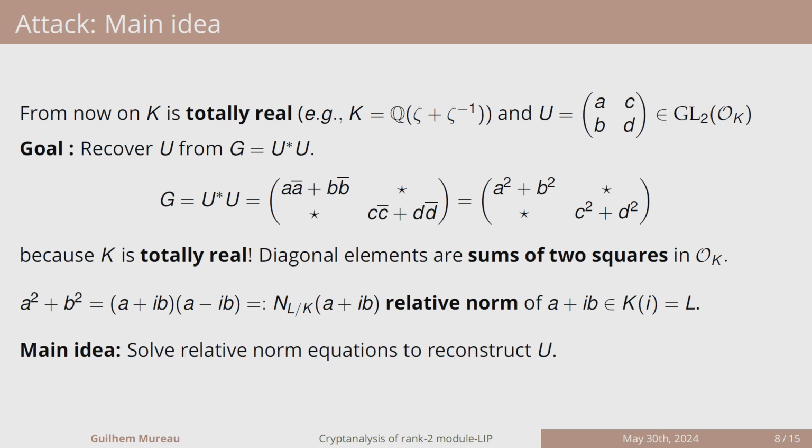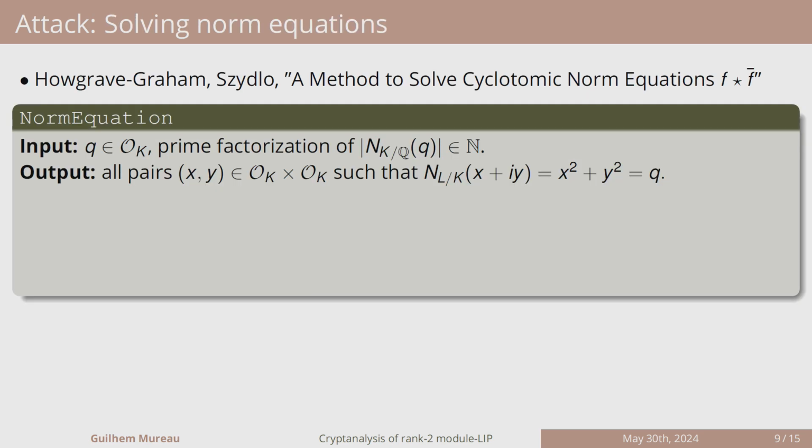So the main idea is to solve a relative norm equation. If we are able to compute all solutions to some relative norm equation, we will be able to reconstruct A and B, and the same thing with the last coefficient of the Gram matrix, we can get C and D. So we get exactly the secret key.